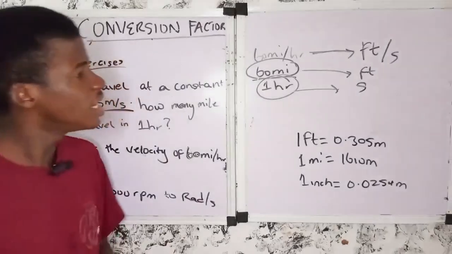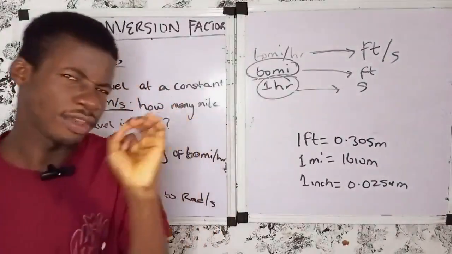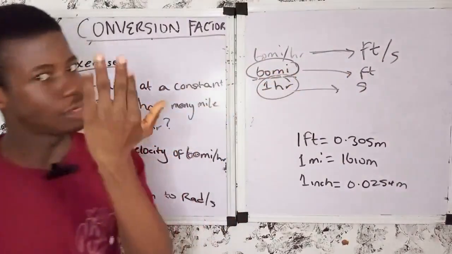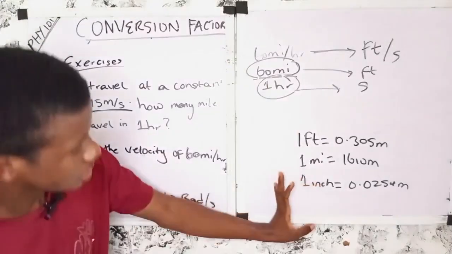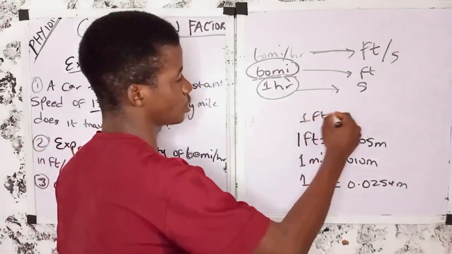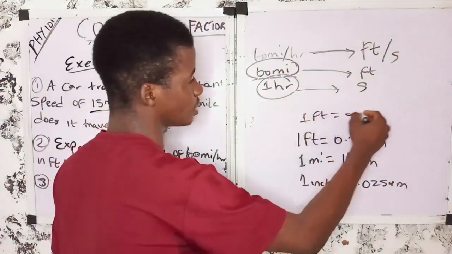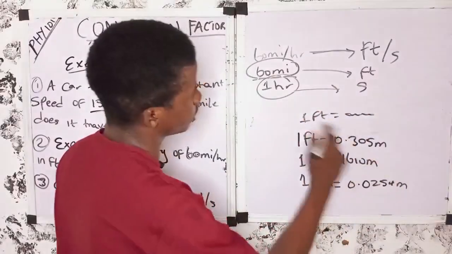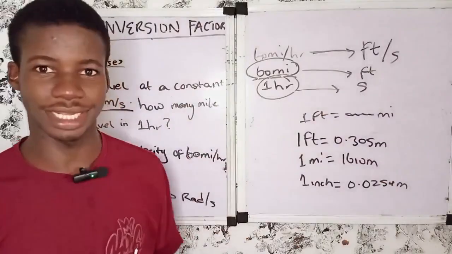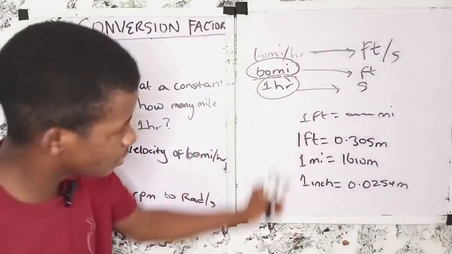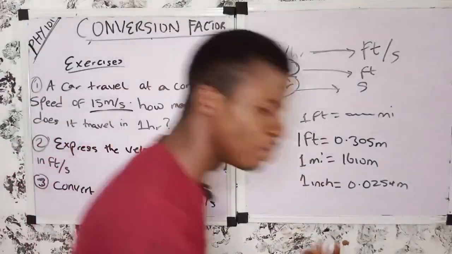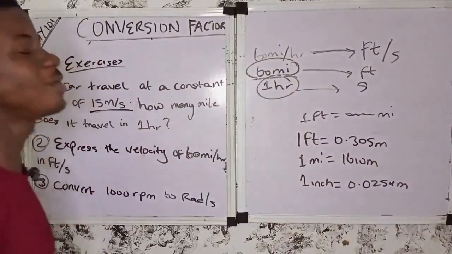Now, it will be quite difficult to convert from mile to foot directly. I don't know if you understand. When we check this, you didn't see anything like 1 foot is equal to something mile. It would have been so easy. If you look at the board now, we didn't see anything like 1 foot equals something mile, but still easy. What are we going to do?